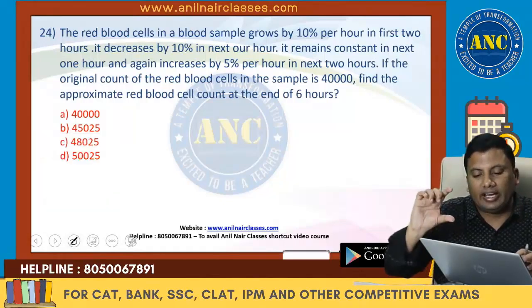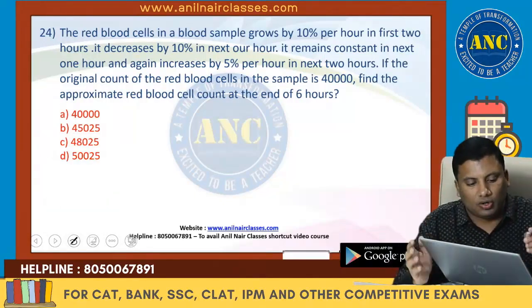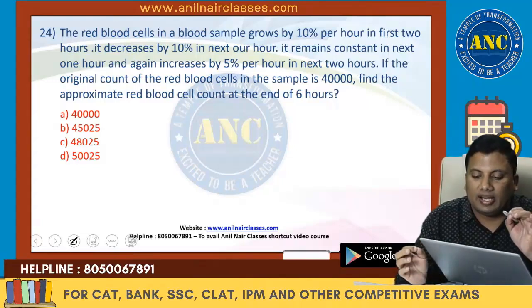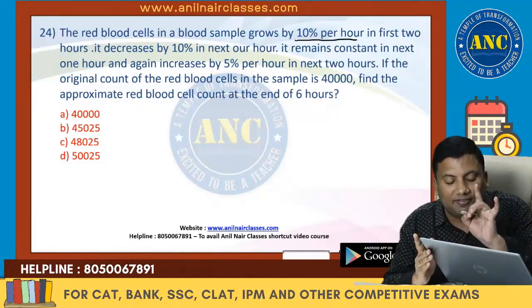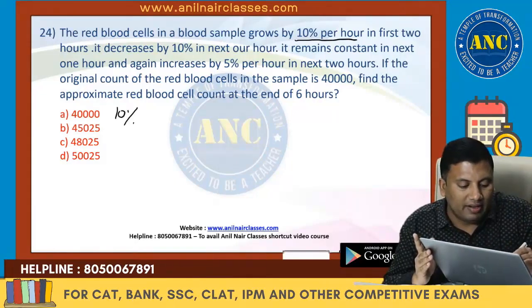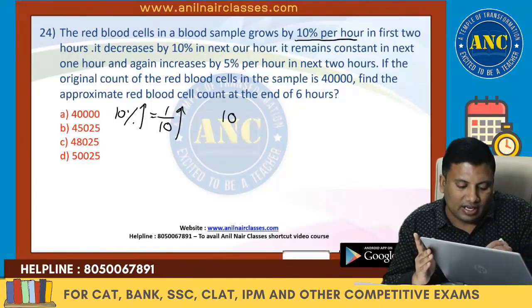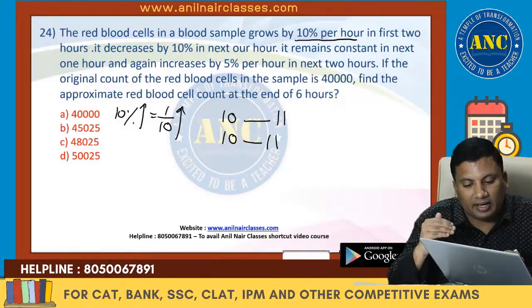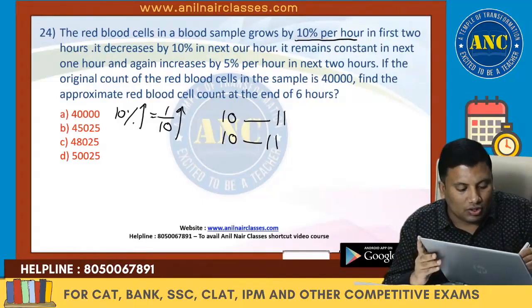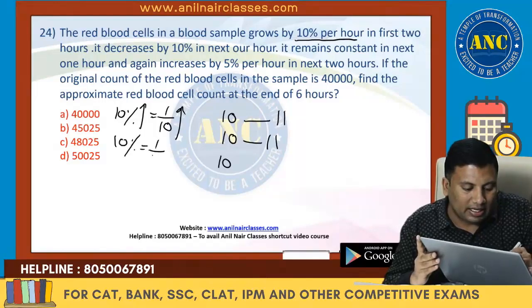Next. It seems like a big RC passage, but we will go slowly. The red blood cells in a blood sample grow by 10% per hour. Every hour 10%. 1 by 10 increase. First hour 10 becomes 11. Second hour 10 becomes 11. For the first 2 hours. It decreases by 10% in the next hour. So next hour it is 10% down. It is 1 by 10 down. Just convert: 10 becomes 9.